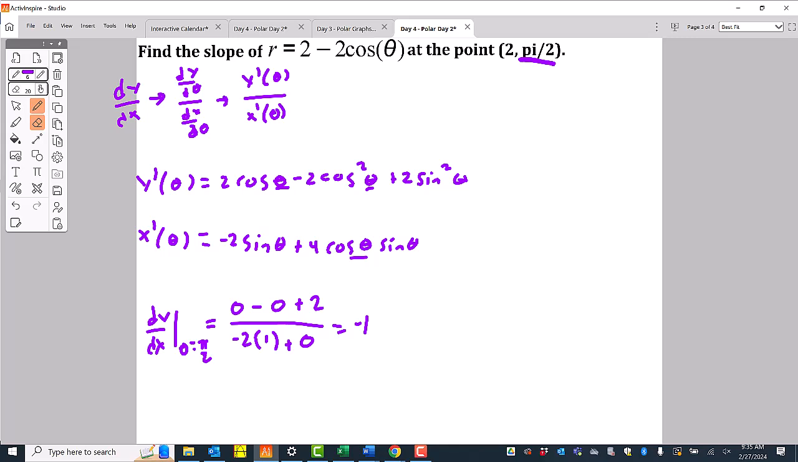We can even take this a step further by asking you to find the equation of the tangent line. In that case, you need to use this theta to find what y equals and what x equals and find the equation of the tangent line.